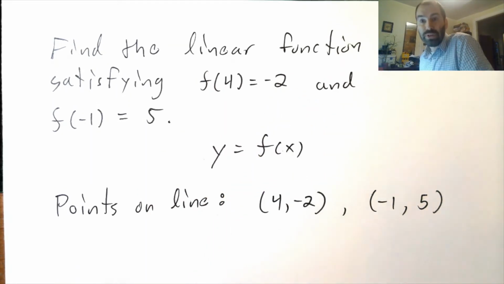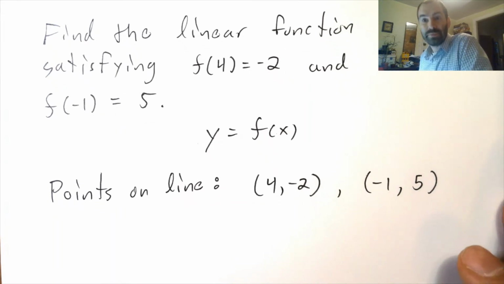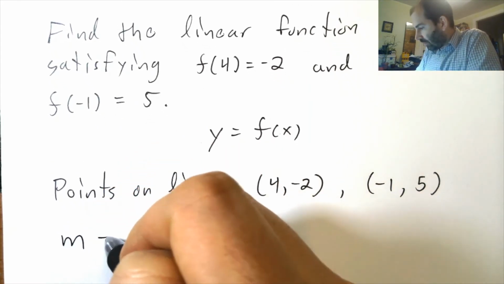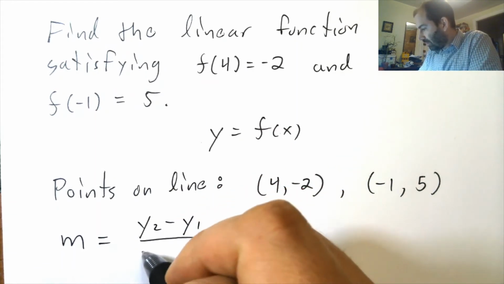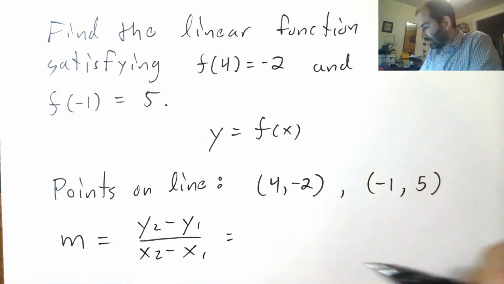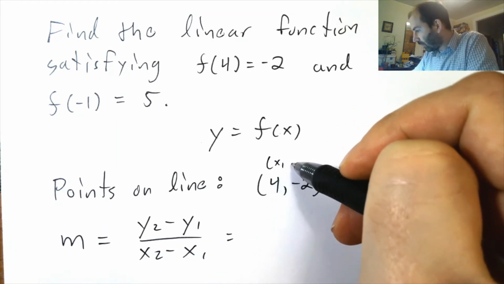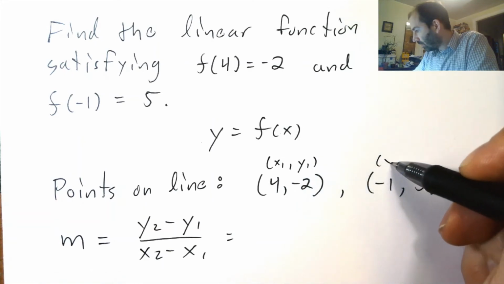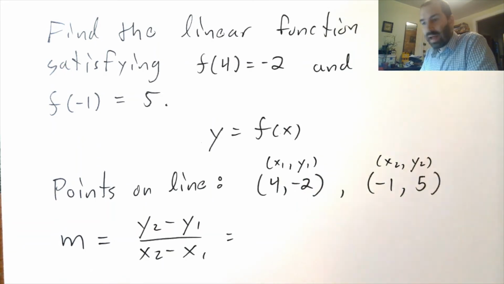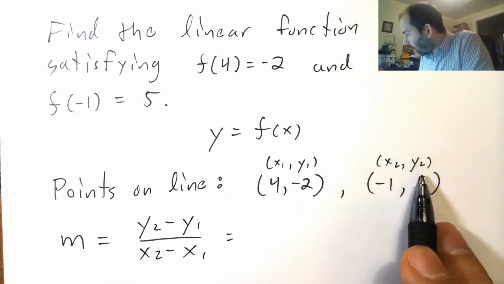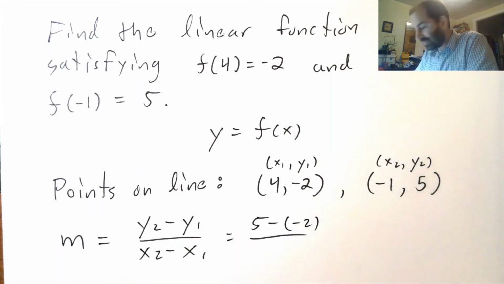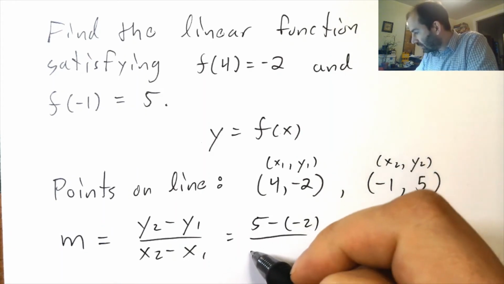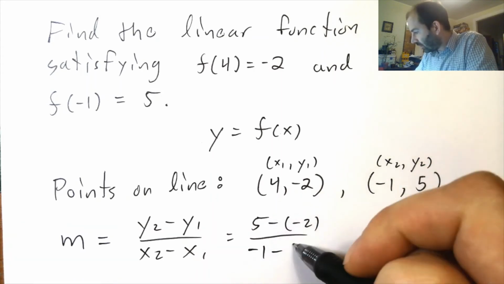We know that given 2 points, we can find the line. What's the first step? The slope, right? So the slope. What's the formula for slope? y2 minus y1 over x2 minus x1. Let's call this my point x1, y1, and this my point x2, y2. I could have done it the other way around. It doesn't matter, right? y2 minus y1, 5 minus -2, divided by x2 minus x1.